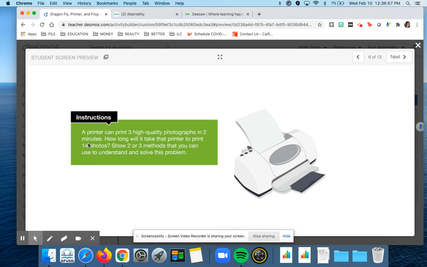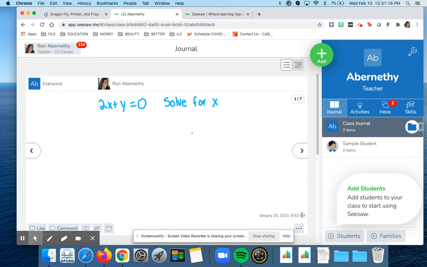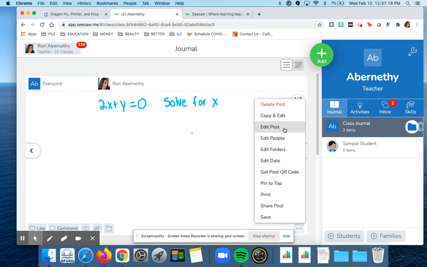It says a printer can print 3 high quality photographs in 2 minutes. How long will it take that printer to print 14 photos? Show 2 or 3 different methods that you can use to understand and solve this problem. I'm just going to show you one method here in Seesaw.